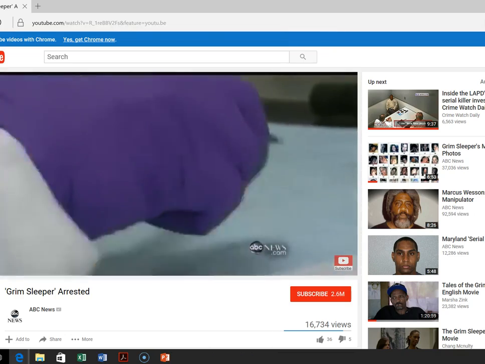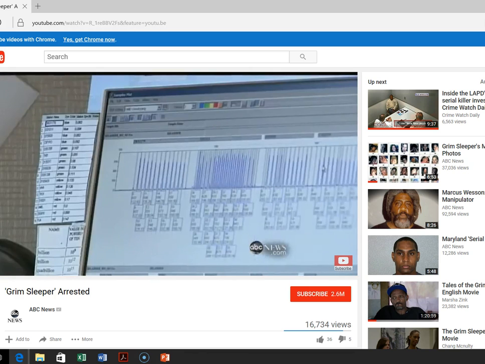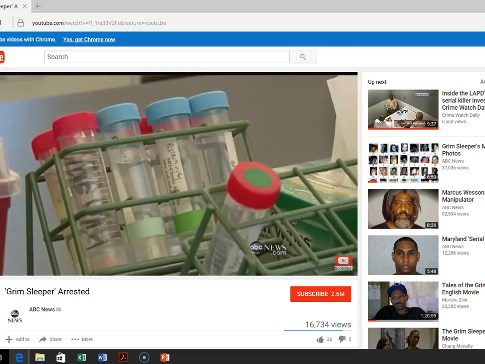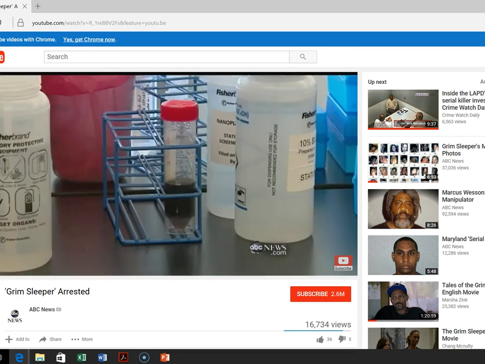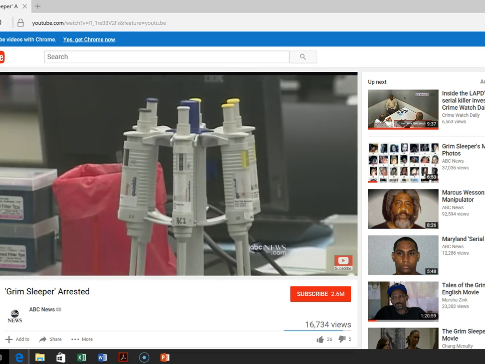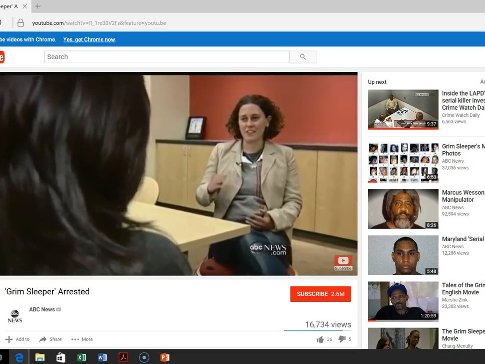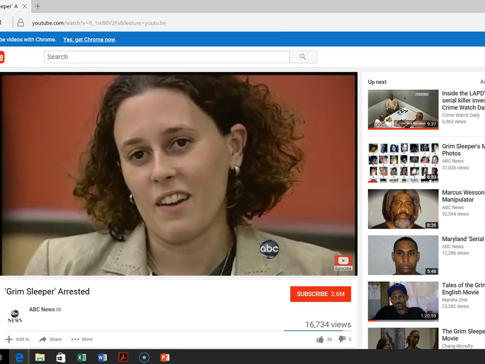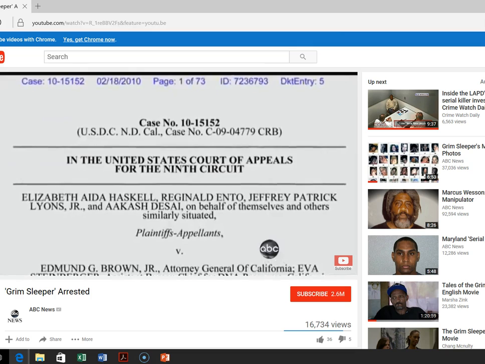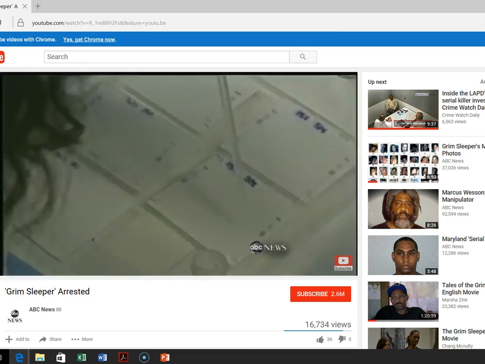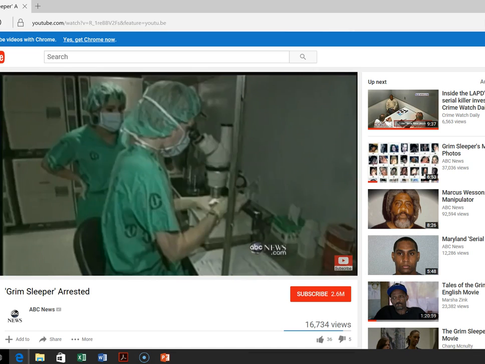The very law that expanded California's DNA database, leading to the Grim Sleeper's arrest, requires that anyone arrested for a felony give a DNA sample, whether or not they're ever charged or convicted. In Haskell's case, the charges were dropped, but that DNA sample is still in the database. Who knows what they're going to do with my DNA? Haskell and others, backed by the American Civil Liberties Union, are now suing the state of California, hoping the expanded database will be declared unconstitutional.